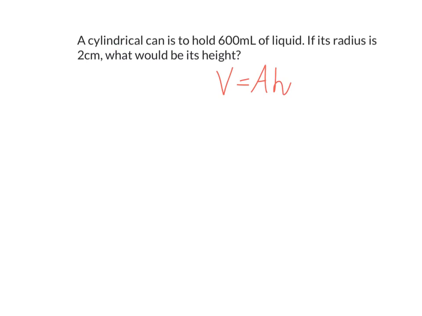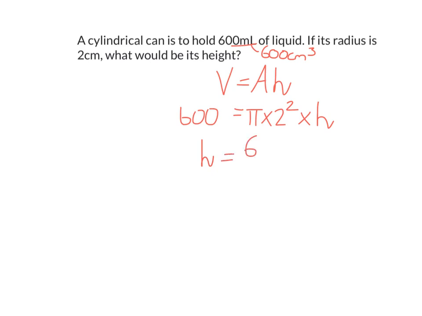So for this cylinder, the area of the base would be pi times 2 squared. Pi times radius squared. So when I times that by whatever the height is, I will get 600 mils, which is 600 centimeters cubed. So to find out what the height is, I need to undo multiplying by pi and 2 squared. So what I'm going to do is I'm just going to take my volume and divide by the area of the base. So if you take the volume and divide by the area of the base, that gives you the height of the prism.